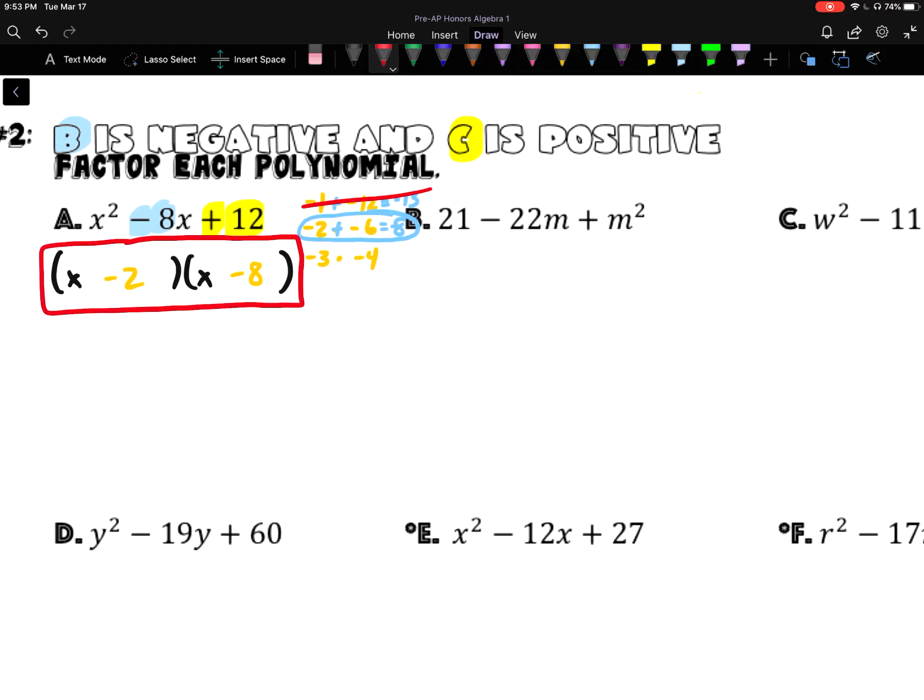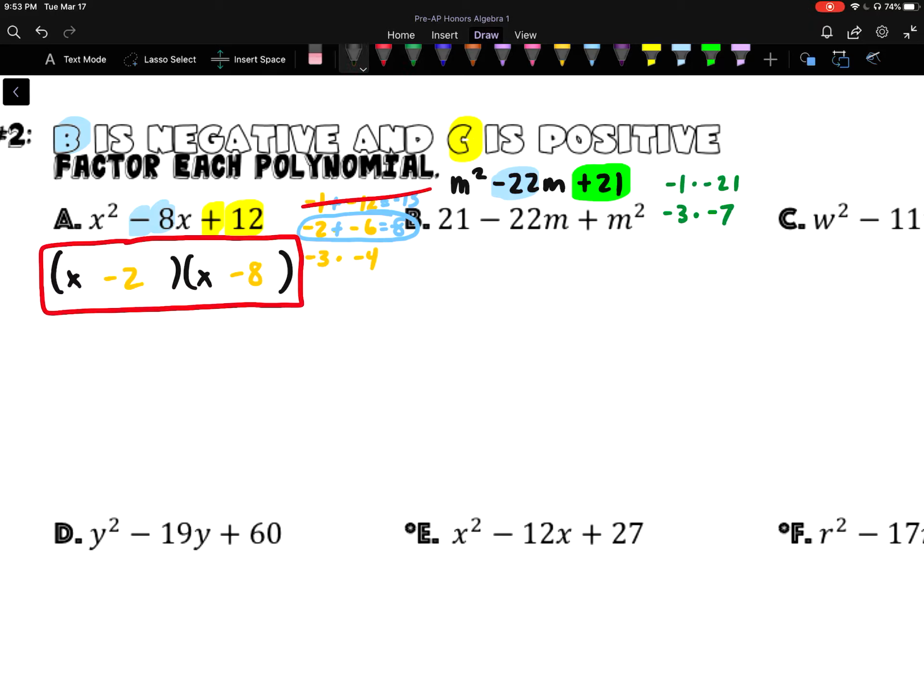Again, in B, if it makes you uncomfortable, by all means, please rewrite it. Make sure that your middle term is still negative because 22 is negative and then 21 is positive. So now I'm looking for two numbers that multiply to 21 and add to negative 22. So both numbers have to be negative. So it would be negative 1 times negative 21. Negative 3 times negative 7. So there are no other factors.